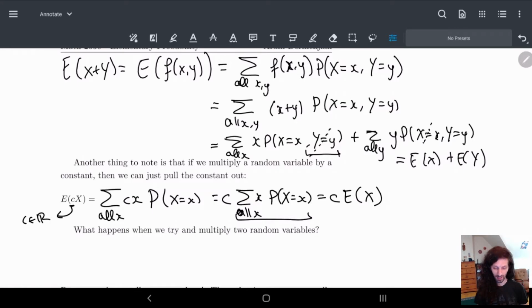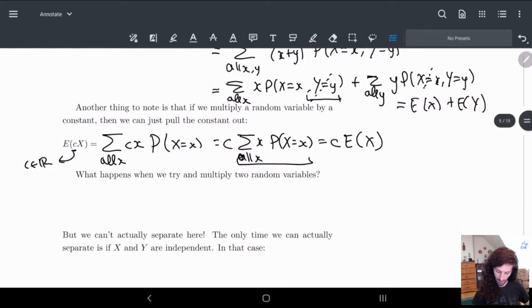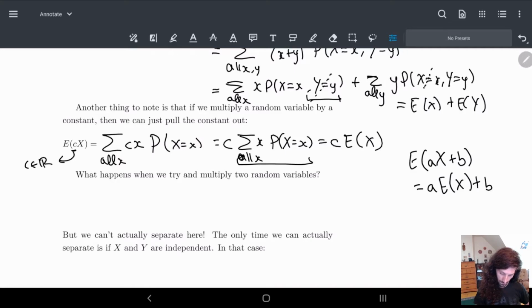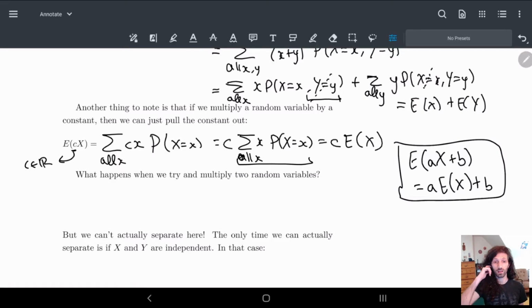So what this basically says is if I have something like ax plus b, this is just a times the expected value of x, plus b. So this is a big thing. It's nice. It allows us to break things up. It's a fun little thing.